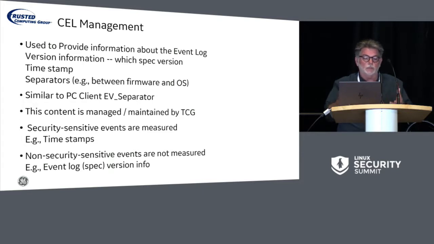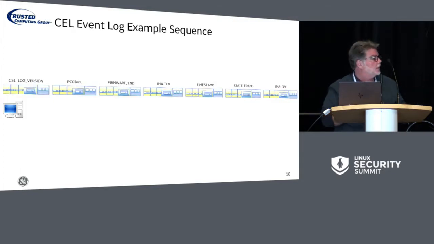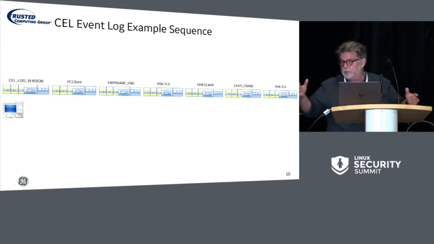There are also other concepts like EV separators, and we think all of them are security sensitive, but there might be some that are informative, for example, what version number. I think it's on the next slide. I give an example of what the stream of these TLVs would look like. One of the things, I think it's a good idea to first send off a version, since we've revved this. So we'd create a management type that simply says, this is the version of the spec this machine is built to.